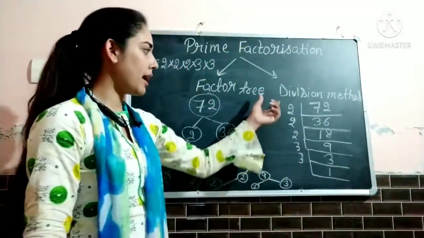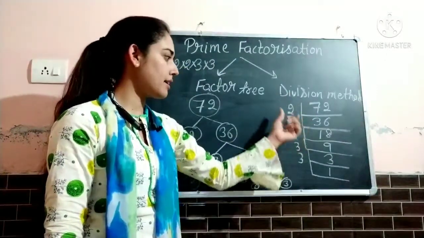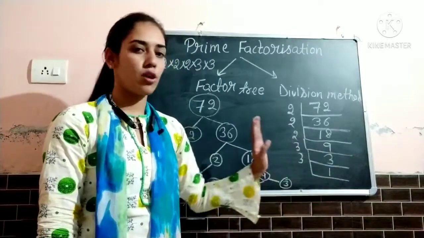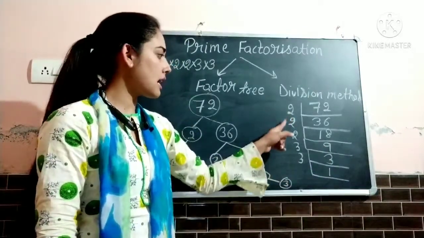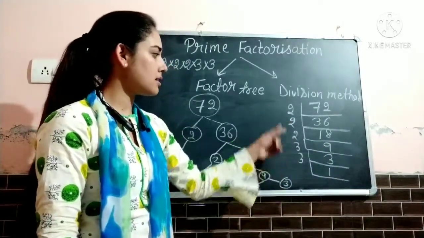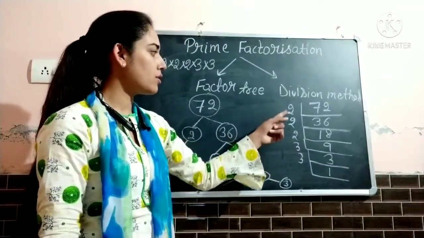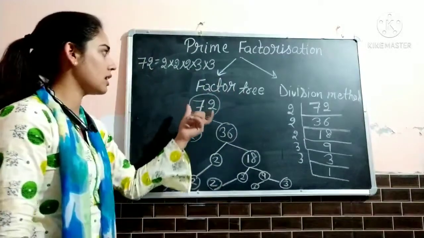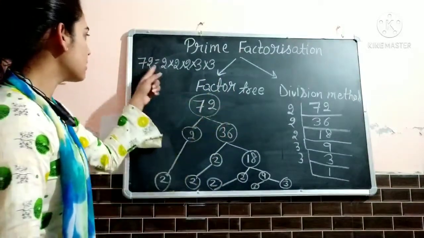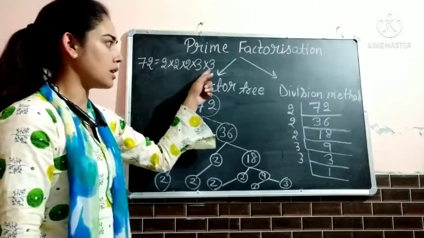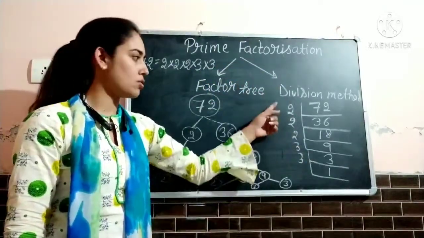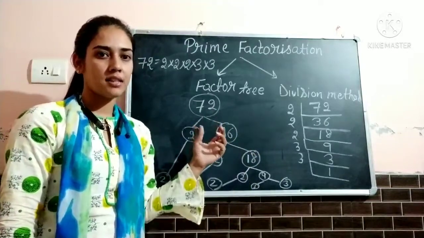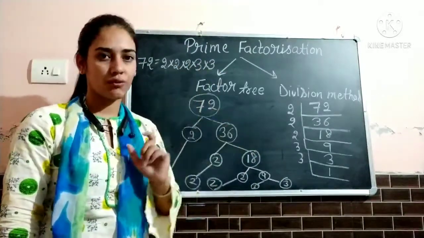We have to follow this division method until we get 1. When we get 1 here, then stop. So these are the prime factors. This is the prime factorization: 2 into 2 into 2 into 3 into 3. Look here, in the prime factorization tree we also get 2 into 2 into 2 into 3 into 3, and in the division method we also get 2 into 2 into 2 into 3 into 3. So these are the two methods to find the prime factorization of any number.